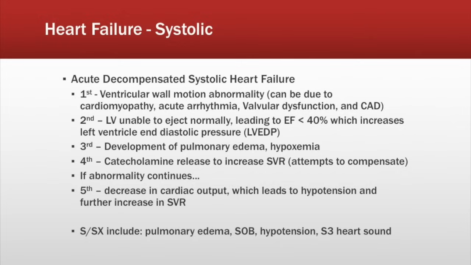Catecholamine is released to increase systemic vascular resistance. So what this is doing is going to essentially constrict the vascular bed, or vasoconstrict, to attempt to compensate for the end diastolic pressure that's elevated. If the system continues, then you're going to have an overall decrease in cardiac output, which leads to hypotension and further increase in SVR. So your body's way of being able to compensate for hypotension is to increase the SVR, your systemic vascular resistance.